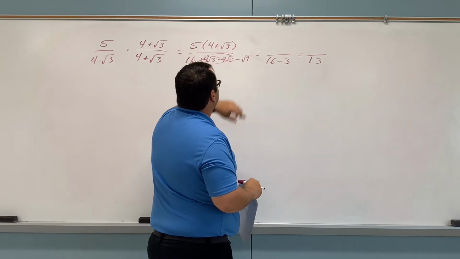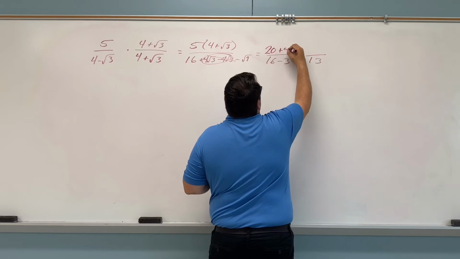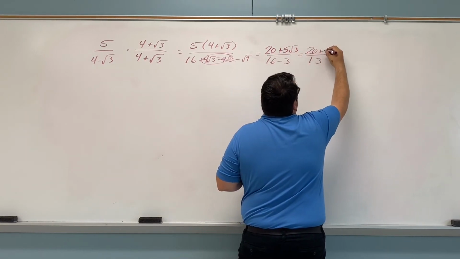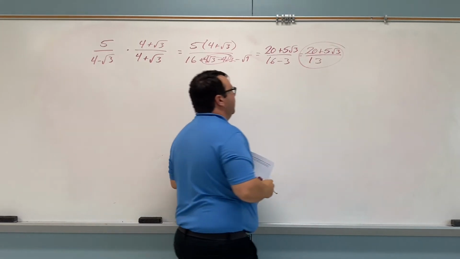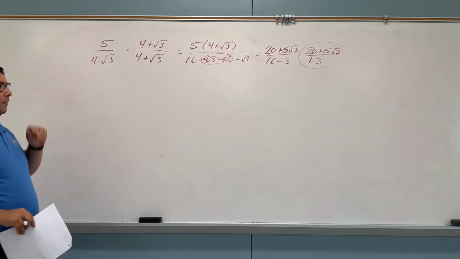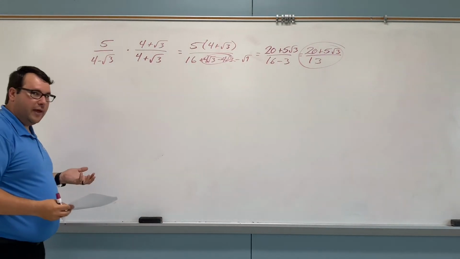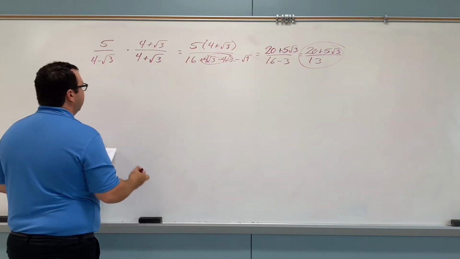Now, coming back to the numerator, go ahead and distribute. That's going to be 20 plus 5 square root of 3. Nothing you can do there, so just carry it to the end result right here. And there you go. So that process also is not too bad. You just have to be very careful in determining what your conjugate is.